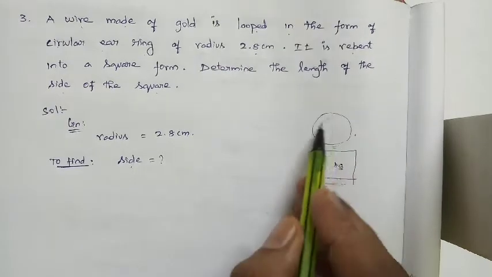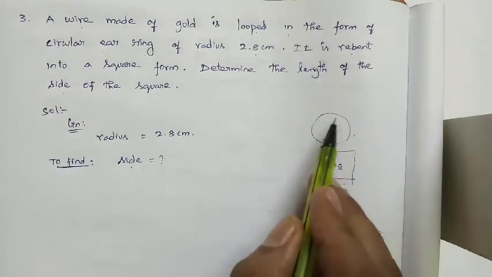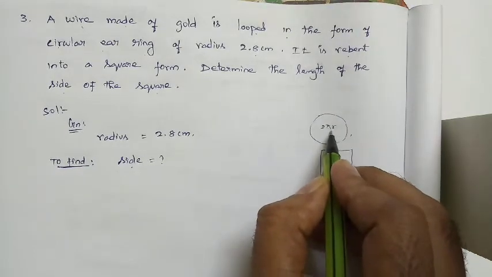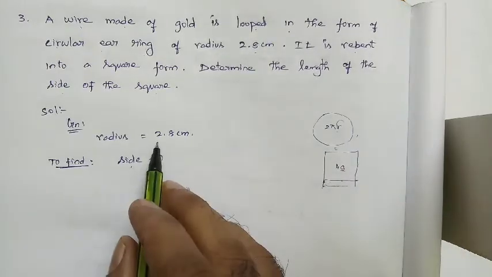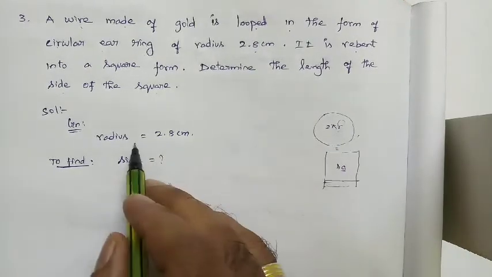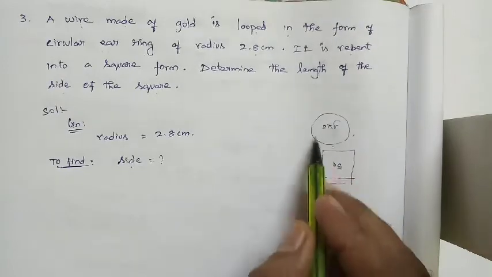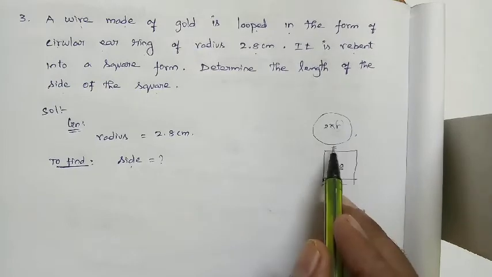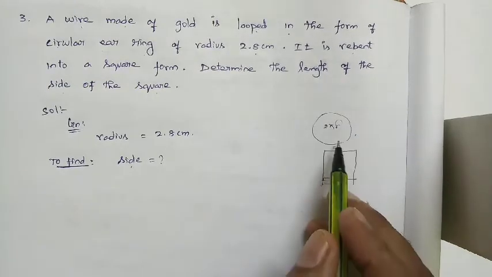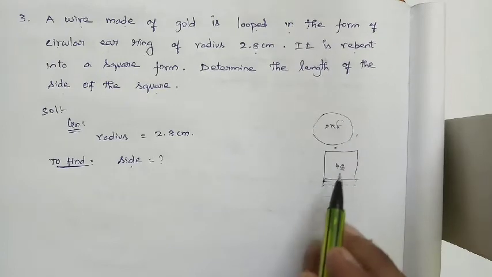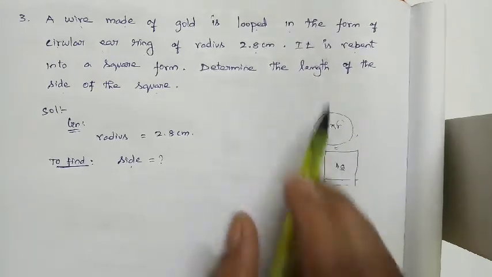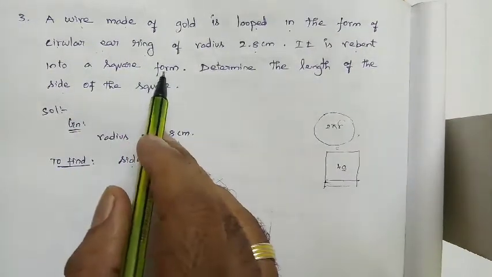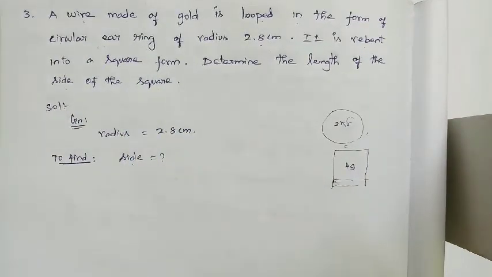So first we want to find the circumference of the circle. What is the formula for the circumference of a circle? 2 pi r. So what do we need? R is needed, and we have the radius. With the help of the given radius, I am going to find the perimeter of the circle. After finding it, I will equate its value with the perimeter of a square formula, because both are equal. That is the condition, because the circular ring has been rebent into the square form. Understood? So first we want to find the circumference of the circle.